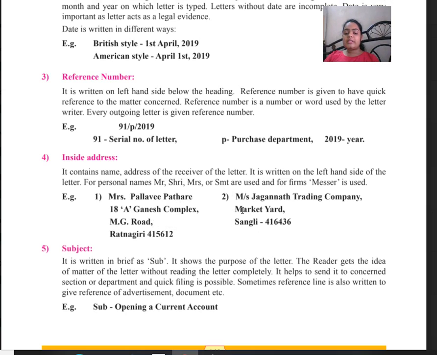Then Messrs. Jagannath Trading Company, Market Yard, Sangli. So in this way, the inside address, that is of the person who is receiving the letter, is written.